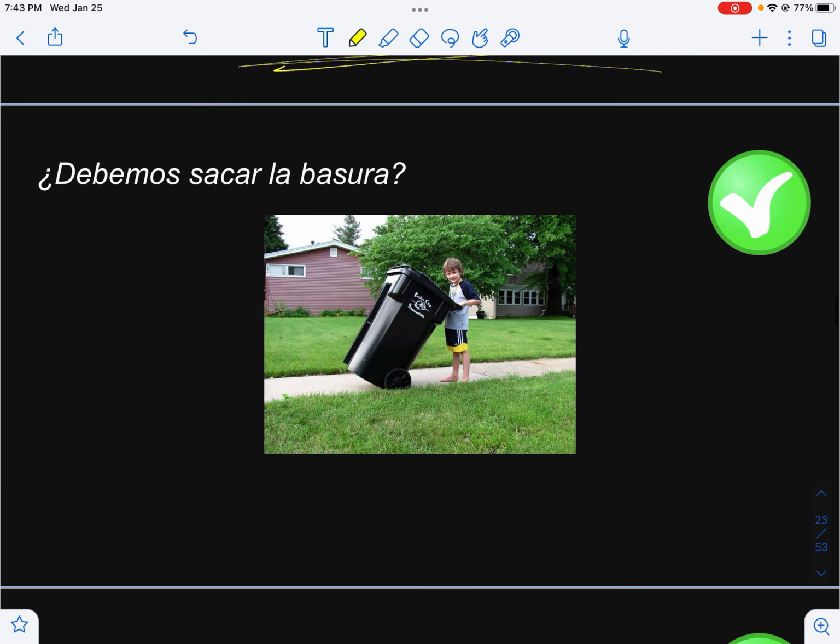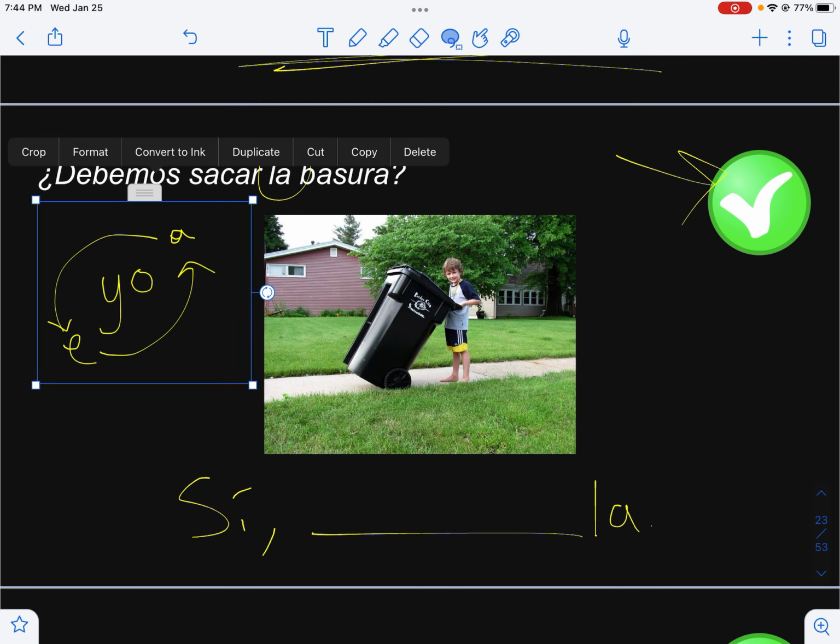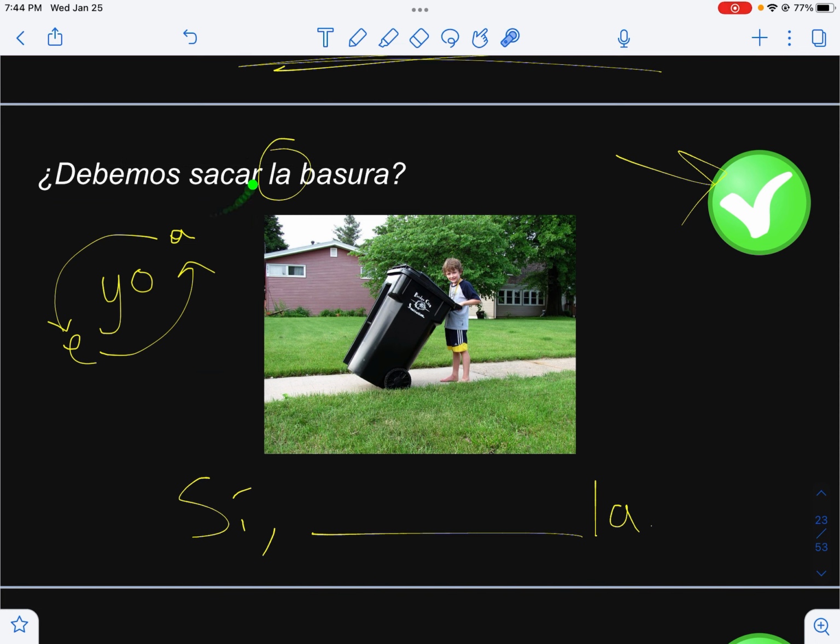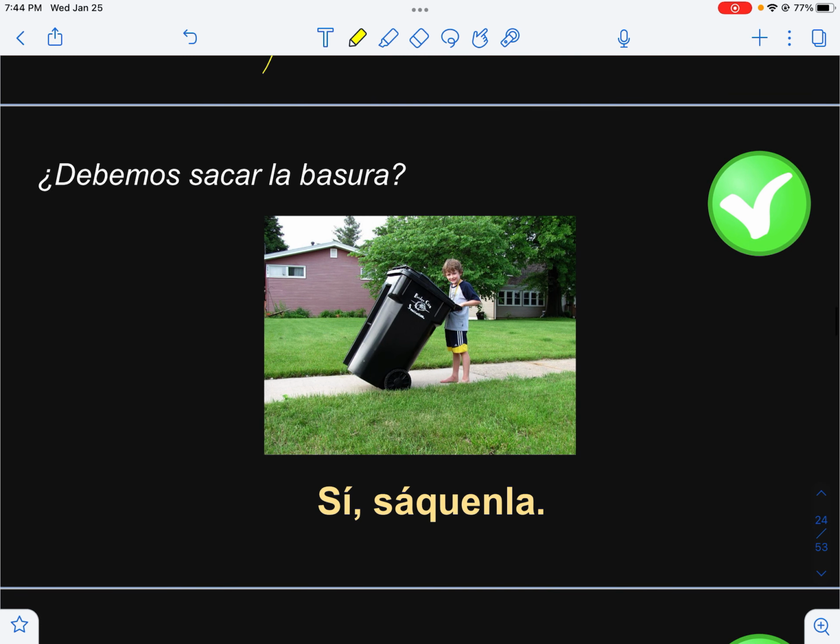Okay, moving on. Debemos sacar la basura otra vez. Sí. Y aquí, la. Okay, para hacer nuestro verbo. Empezamos con yo saco. Esa a e. Sí. Sáquenla. Check out that. Cargar is our verb. Change in radical.